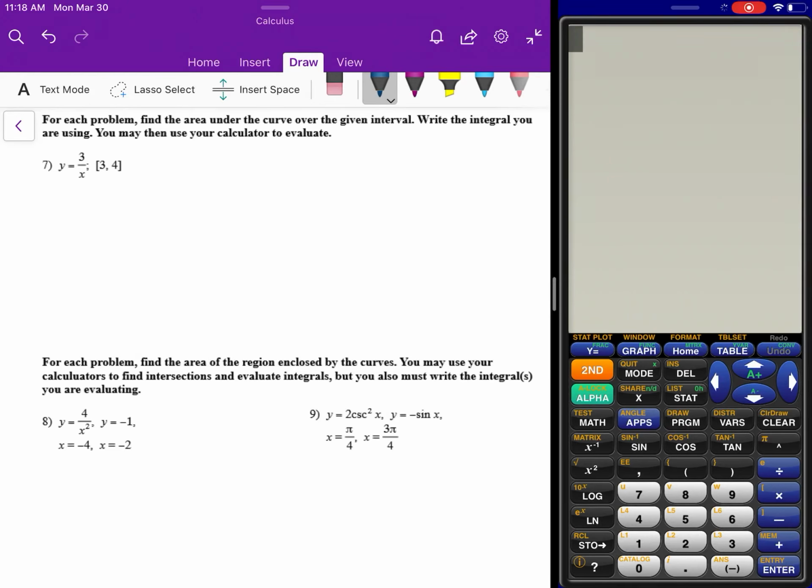For number 7, it says, for each problem, find the area under the curve over the given interval. Write the integral you are using. You may then use your calculator to evaluate. Well, this one is pretty straightforward.